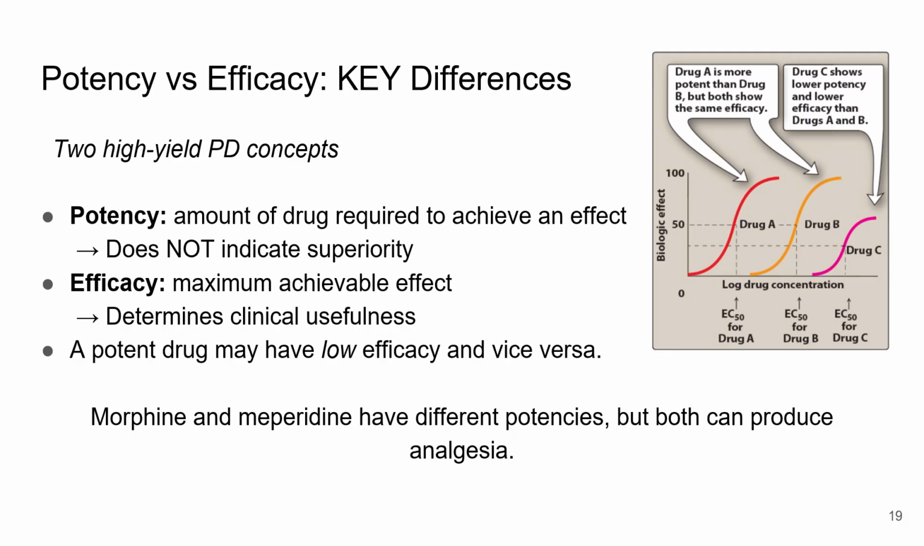Because these are independent properties, a drug can be very potent but have a very low efficacy, or a drug can be less potent but be highly effective. A classic example is morphine and meperidine. These have different potencies, meaning that different doses are needed, but both are capable of producing analgesia because they both have sufficient efficacy. So potency affects dose, but efficacy determines whether the drug can do the job at all.